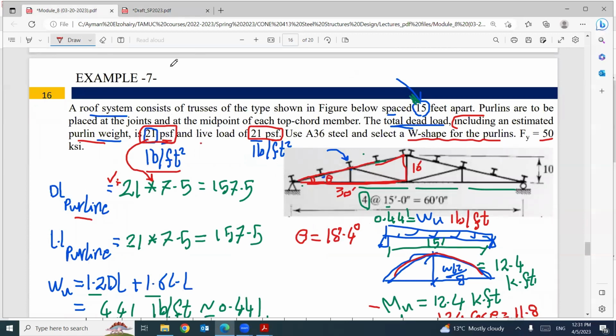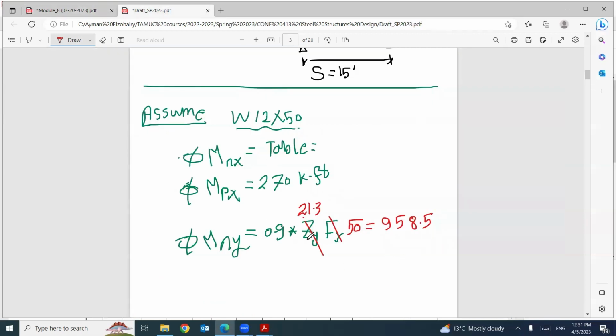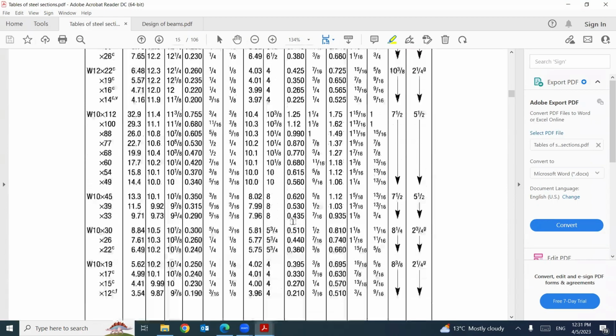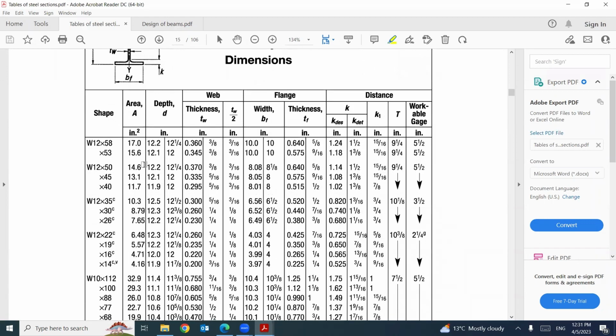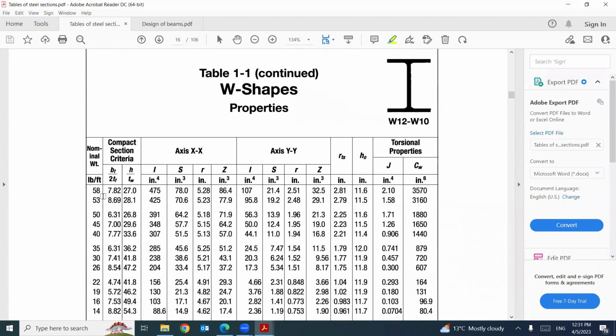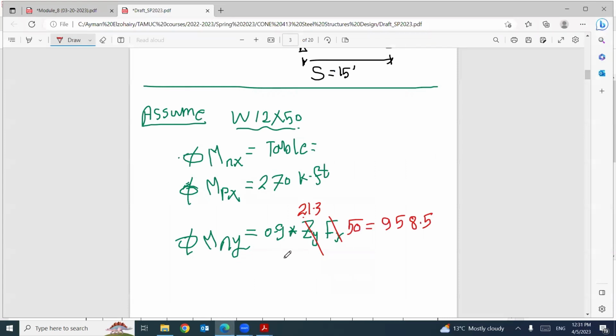By the way, one more time, guys: 0.9 times Z_y times F yield. Z_y is called the section properties. I need to open the tables for section properties. For W12 by 50, we have here all dimensions. If you would like to get the properties, you need to go to the next page. For W12 by 50, this is the value 50. Then I can figure out the Z about the Y axis. That makes sense.